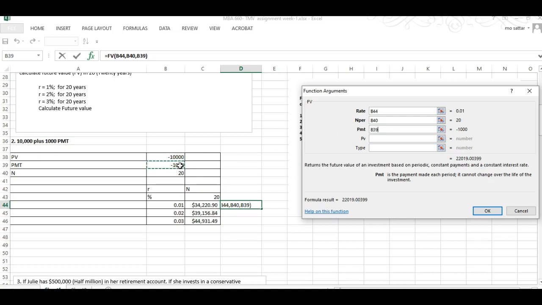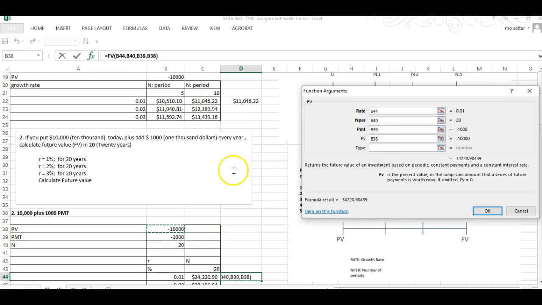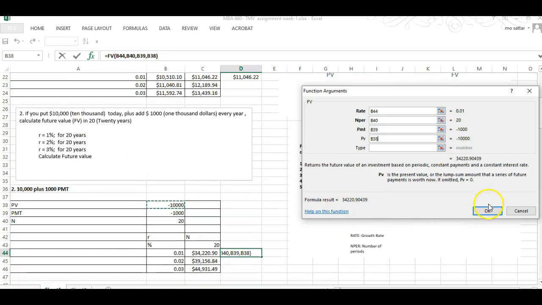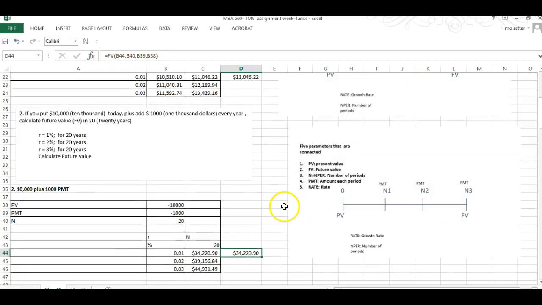Again, why is it minus? Because we are giving our money away into the 401k, and in the future we will get it back. Present value is I'm starting out with 10,000. Remember the problem said if you put in 10,000 today, which is minus 10,000, plus add $1,000 every year, that's a PMT, and then in 20 years what we're going to get. So if I click on it and okay, then I get 34,200.